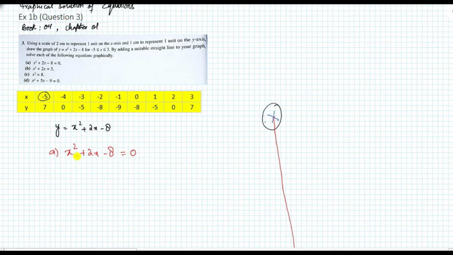So if I compare this left hand side with the given function y, this left hand side is equal to the function x² + 2x − 8. In the given function it's equal to y. So in place of x² + 2x − 8 we can substitute y. So y = 0. y = 0 means the line x-axis, because the equation of the x-axis is y = 0.